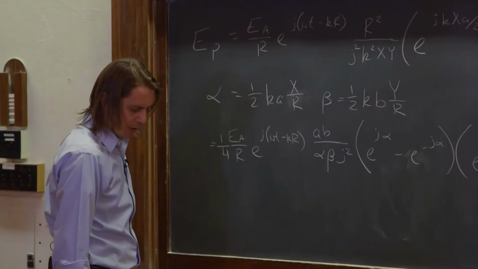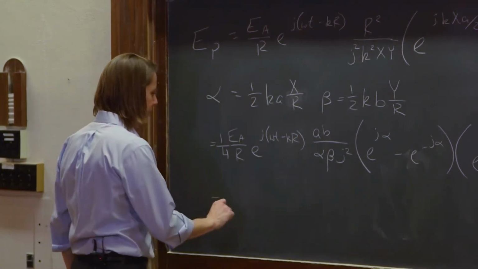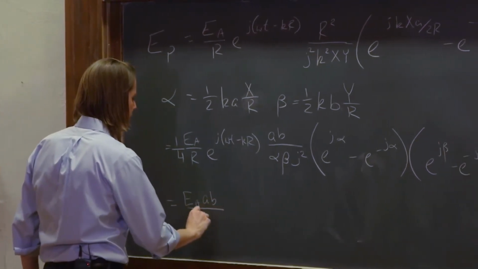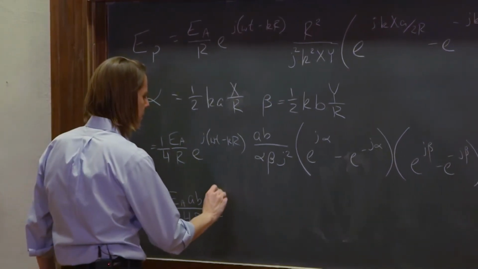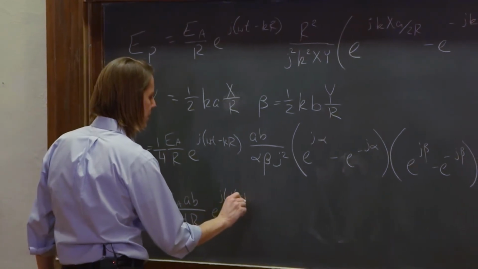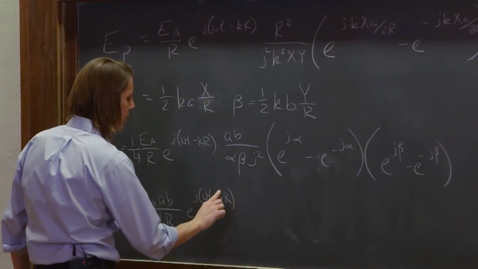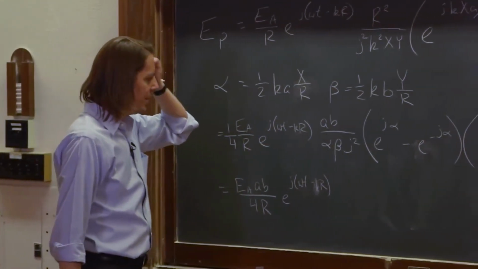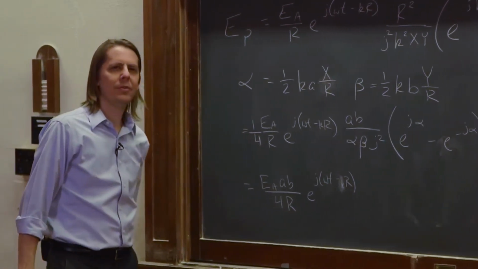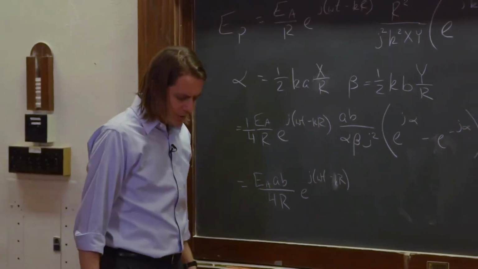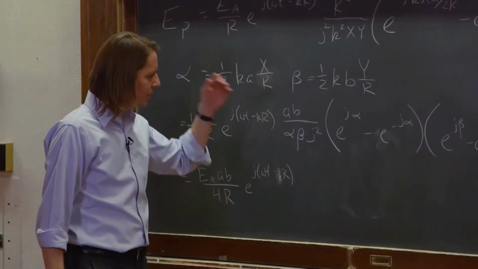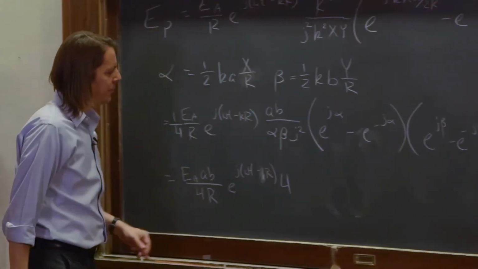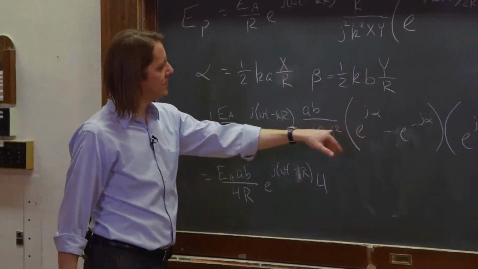So let's see, are we ready to write this in a nice form yet? This is going to turn into E A A B over 4R, e to the j omega t minus kr. All right, so that came over there. And then what was that sine formula? There was a 2 in there. We're missing a 2 here, so you need 2 2's. So those are going to take care of that 4. But that'll be a 4. And then we have this with the j.